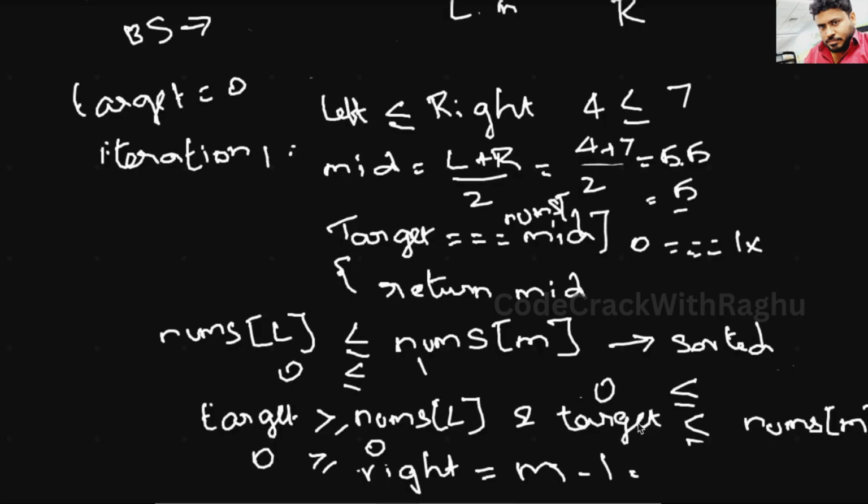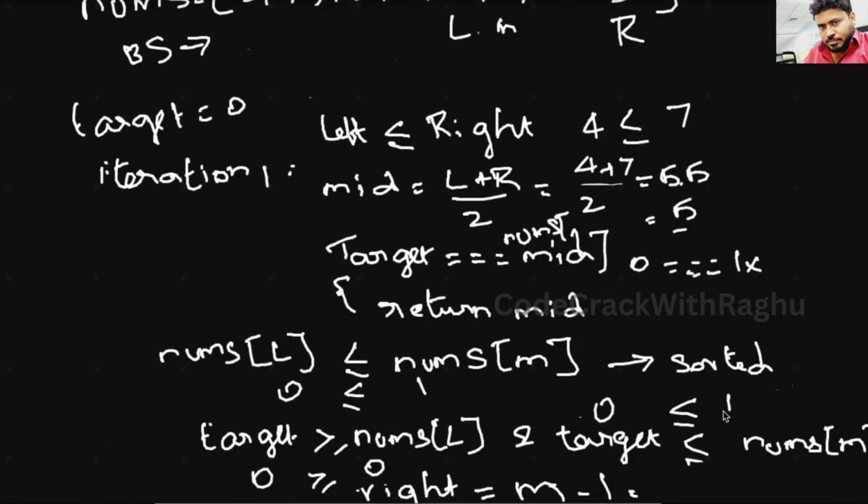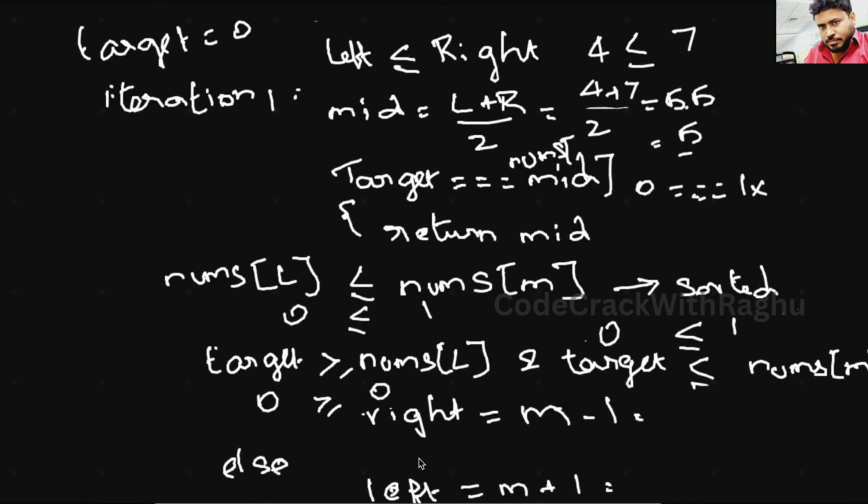We are going to check the next condition. Target is less than or equal to nums of M. What is the new nums of M? Nums of M will be 1. So this condition is also satisfied, so we are going inside of this.